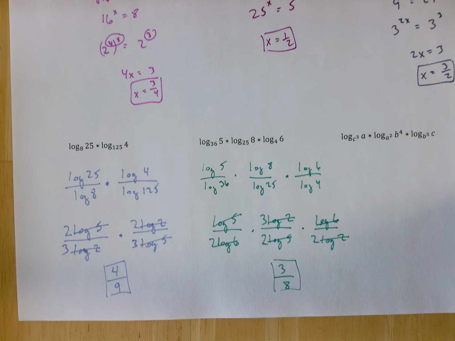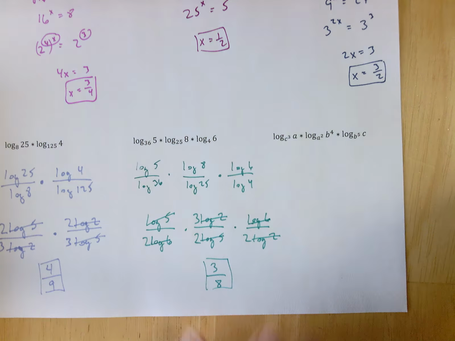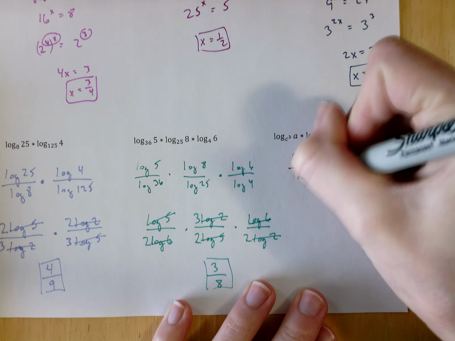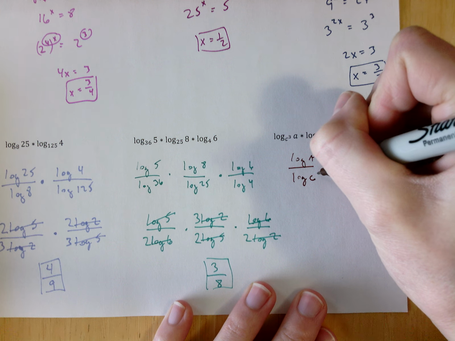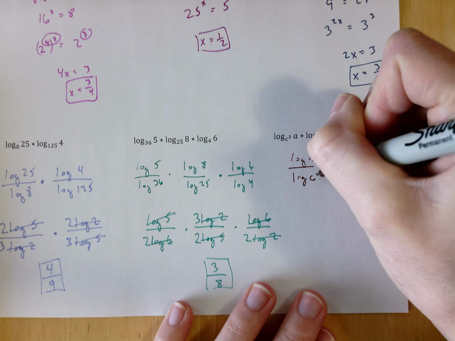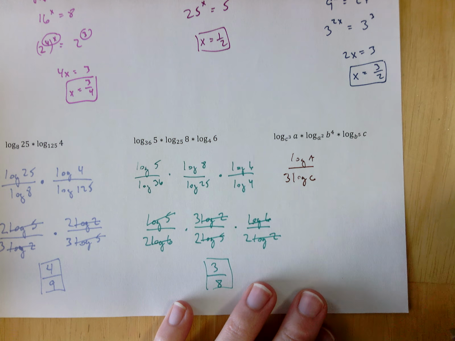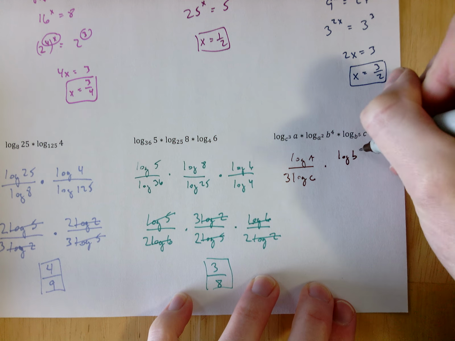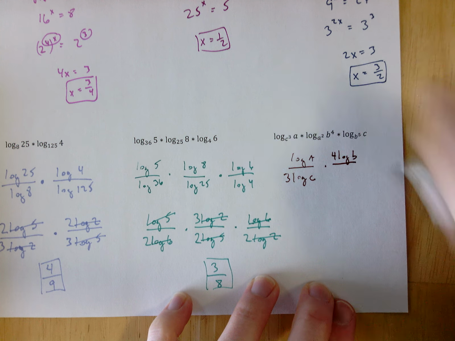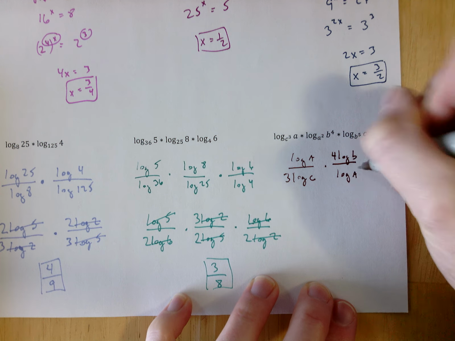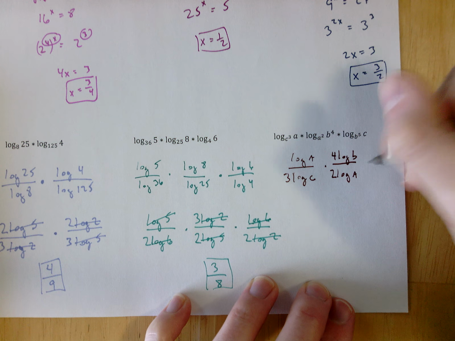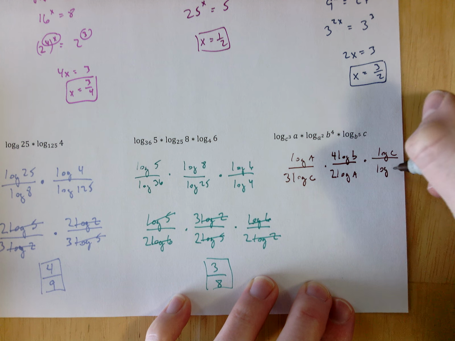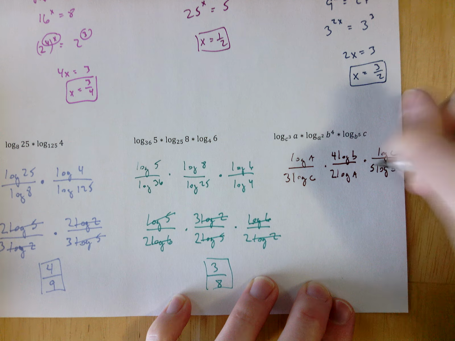All right, last one. So this one's got letters. So this one's going to be a bit of an adventure. So I can rewrite this as the log of A over the log of C to the third. But since I'm here, I might as well drop that 3 in the front, right? Okay, and then this guy I can rewrite as the log of B to the fourth, but again, let me just drop that 4 in the front. Over the log of A squared, drop the 2 in the front. And then times the log of C, and then the log of B to the fifth, which I'll drop in the front.